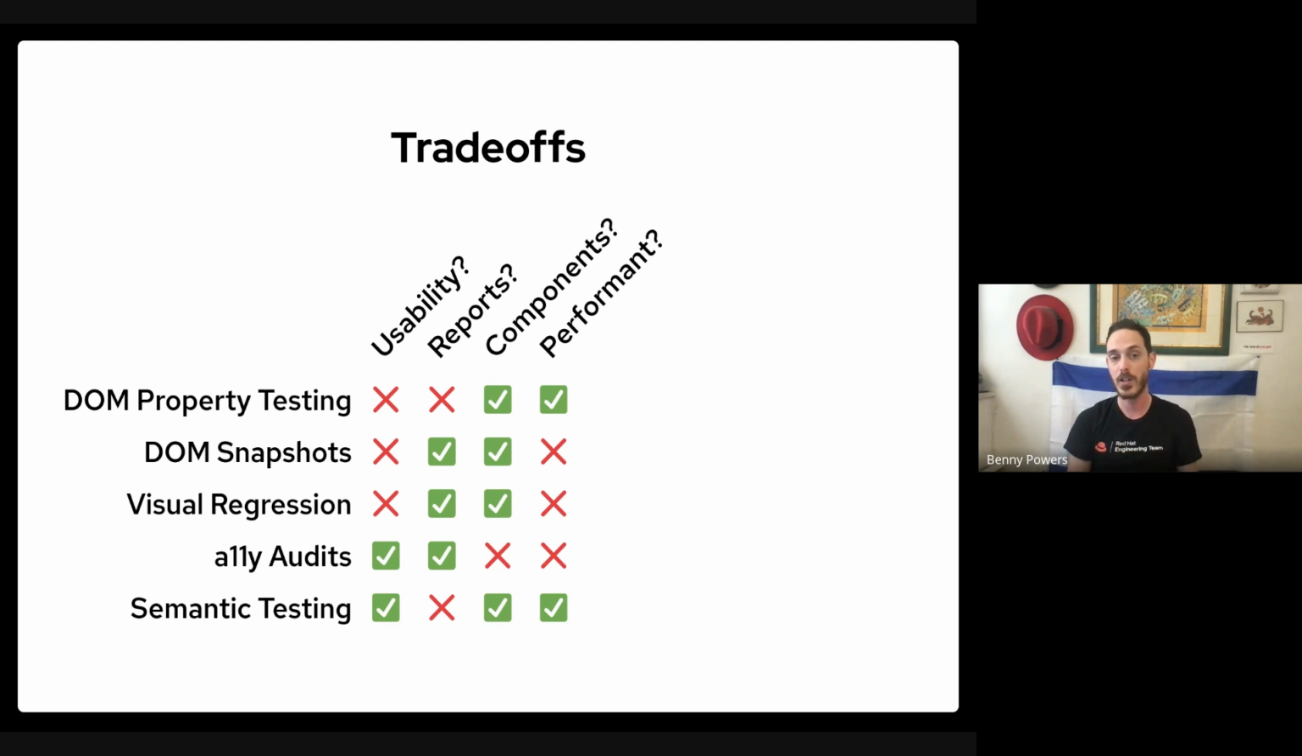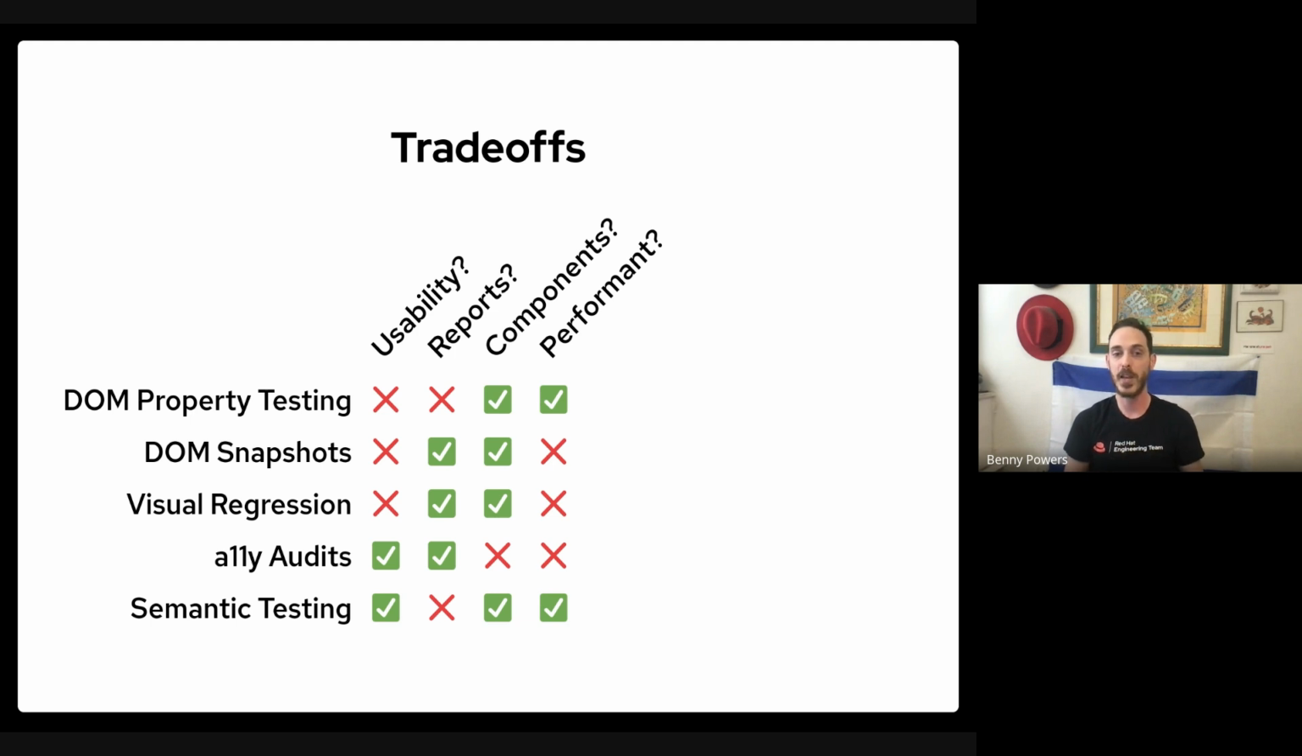For visual regression, we similarly don't get much of that usability information, but we get great reports. It can be quite useful for components as well as for whole pages, but it's not the most performant thing in the world. There's a lot of image processing. You have to store a lot of data. You have to store your image snapshots somewhere.